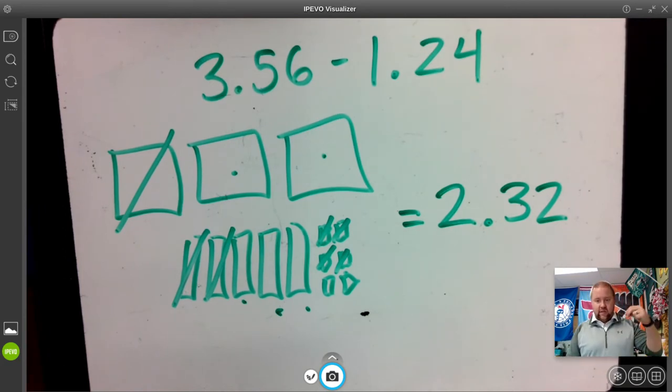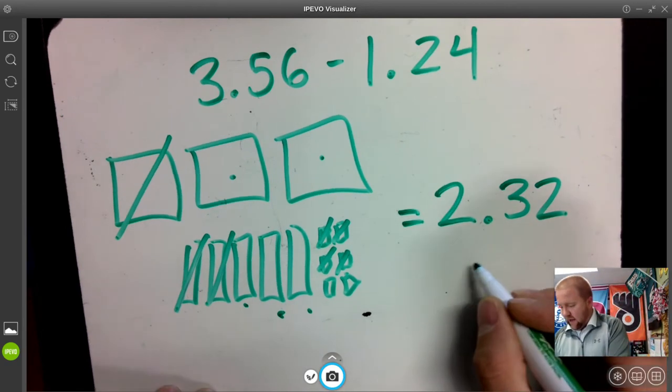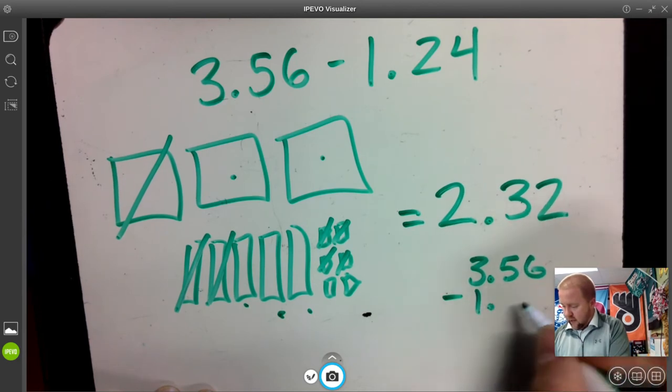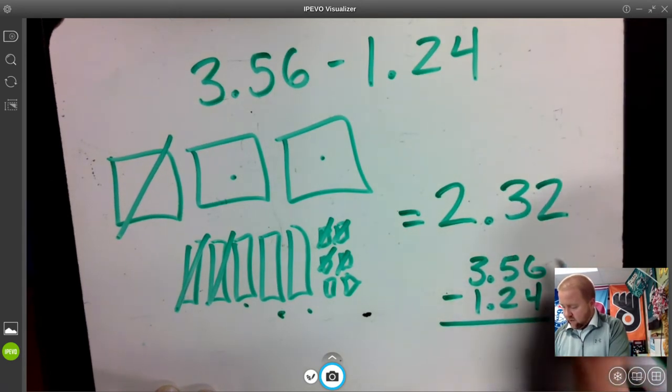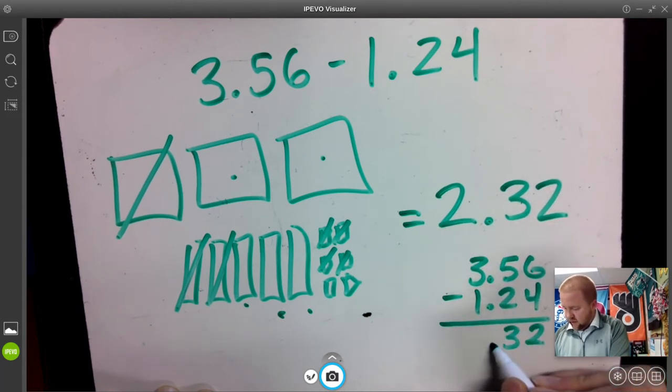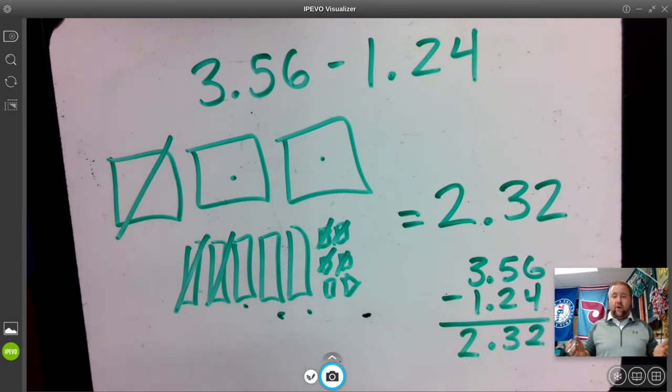Now, if I was using the standard algorithm, just like we did with the addition, I would do 3 and 56 hundredths minus 1 and 24 hundredths. 6 minus 4 is 2. 5 minus 2 is 3. My decimal comes straight down. 3 minus 1 is 2, and it's still going to be 2 and 32 hundredths.